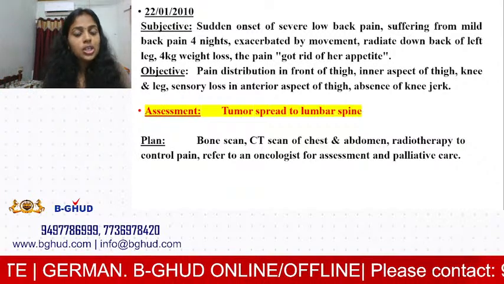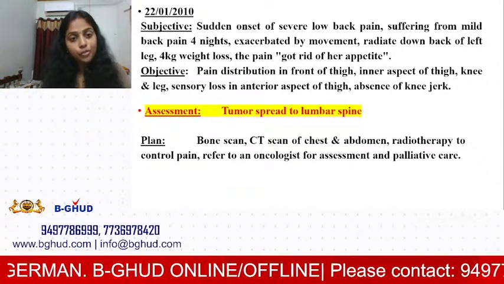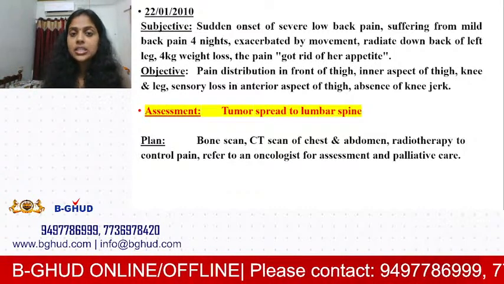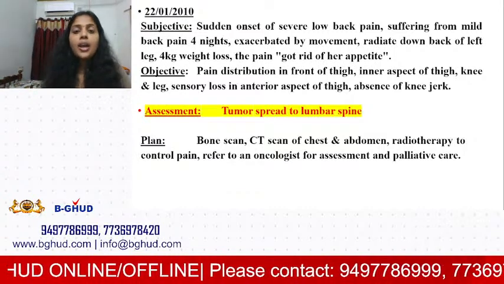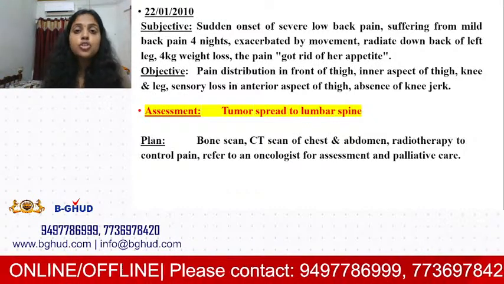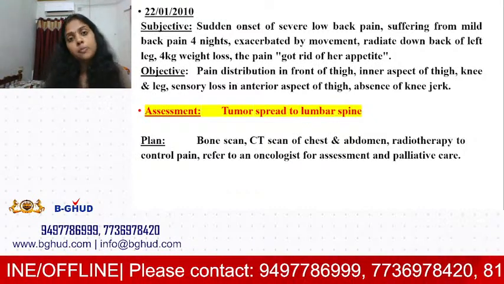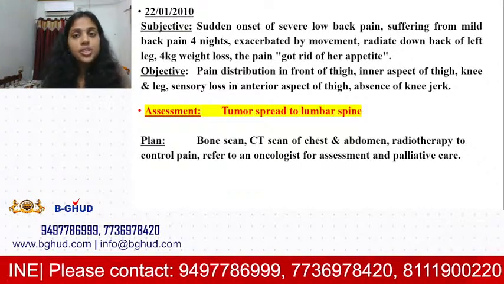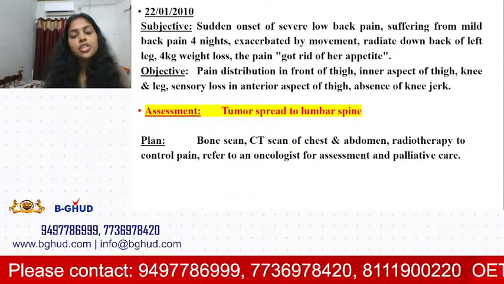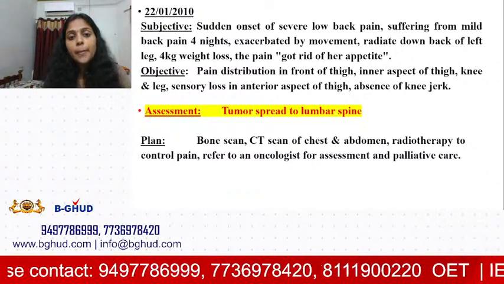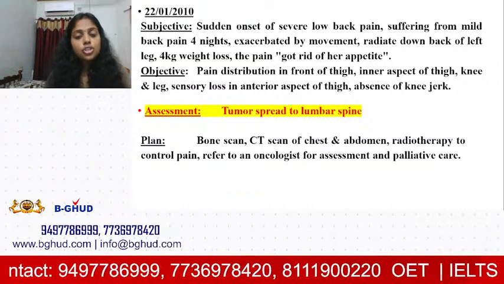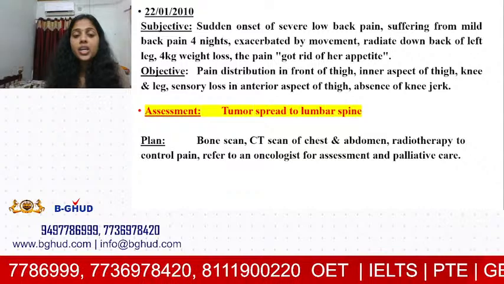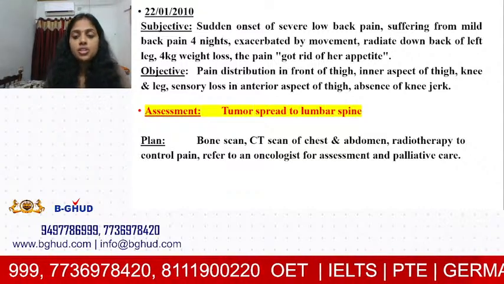On observation, she has pain distribution in the front of the thigh, inner aspect of the thigh, knee and leg, sensory loss in the anterior aspect of the thigh and absence of knee jerks. So the assessment was tumor spread to the lumbar spine. See, there was no evidence of metastasis, her hormone receptor was negative, and now she is assessed to have tumor spread to the lumbar spine. So the plan is that she should undergo bone scan, CT scan of chest and abdomen, radiotherapy to control pain, and referral to an oncologist for assessment and palliative care.